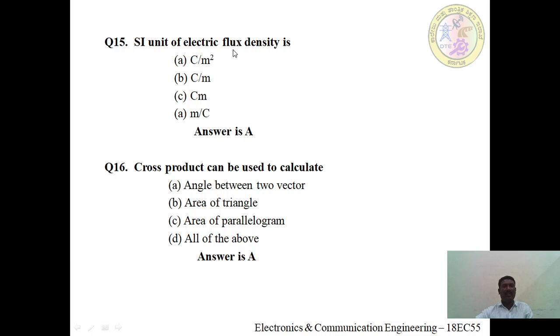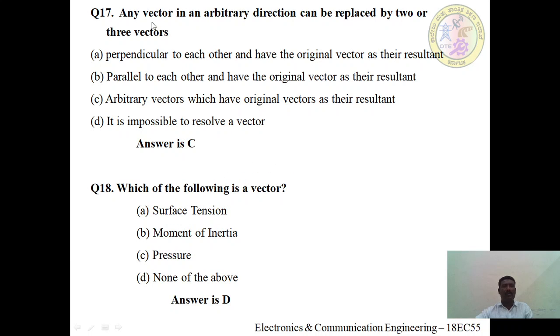The SI unit of electric flux density is coulombs per meter square. The cross product can be used to calculate the angle between two vectors. Any vector in an arbitrary direction can be replaced by two or three arbitrary vectors which have the original vector as their resultant.